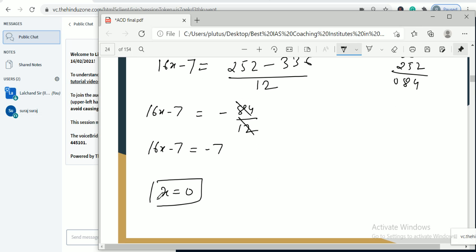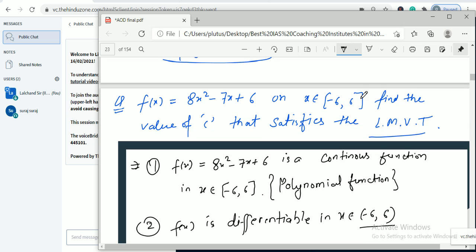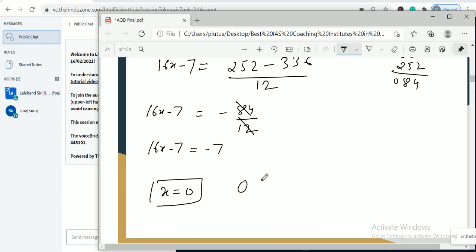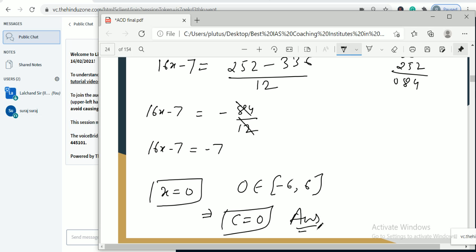What is the value of c? x equal to 0. Whether this value of c belongs to this interval? Yes. So we can say 0 belongs to minus 6 to 6. So this is the value of c equal to 0. This is our answer. Are you getting my point? How to find out the c value?